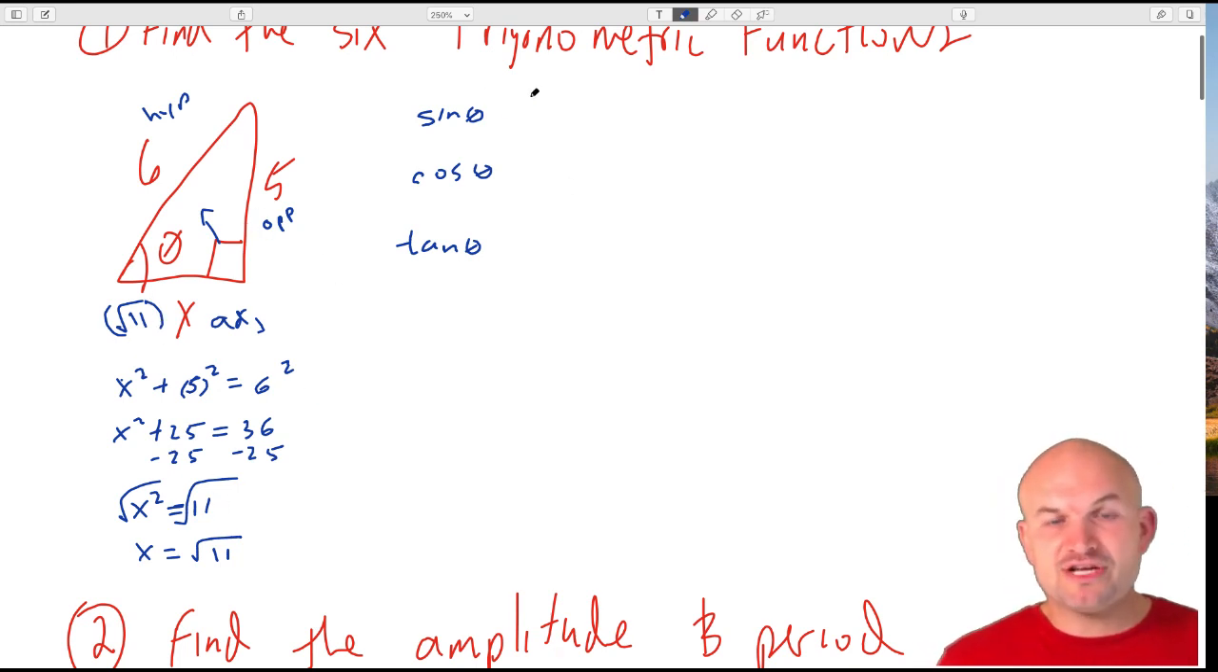All right, for the sine ratio, that is the opposite over the hypotenuse, the comparison, so that's going to be 5 over 6.